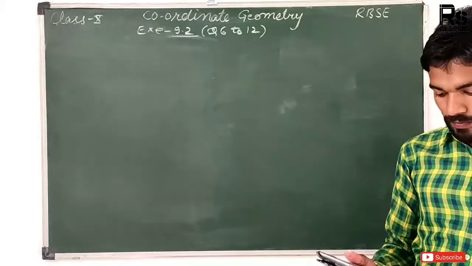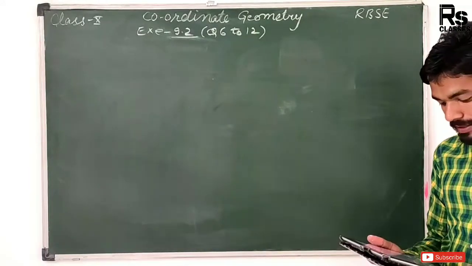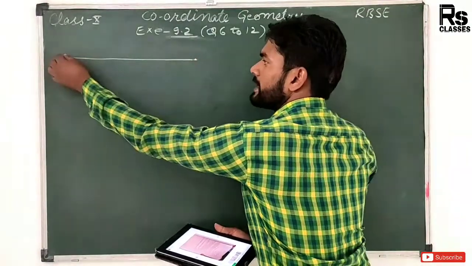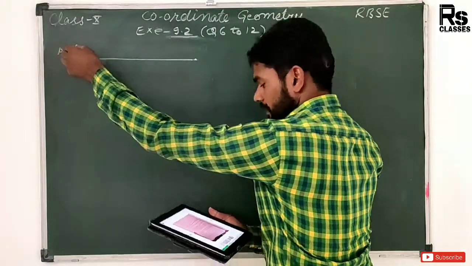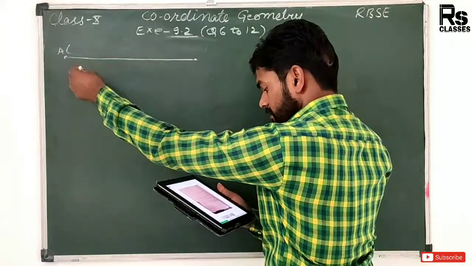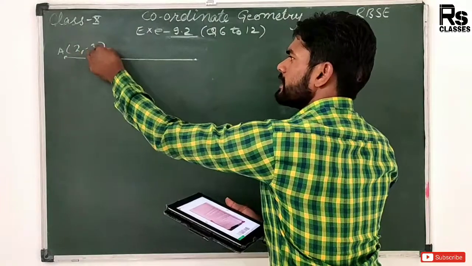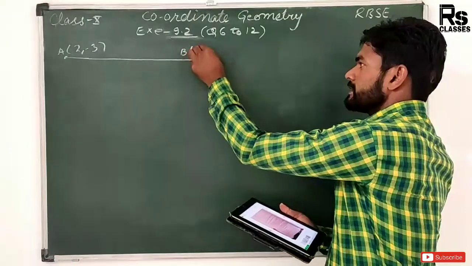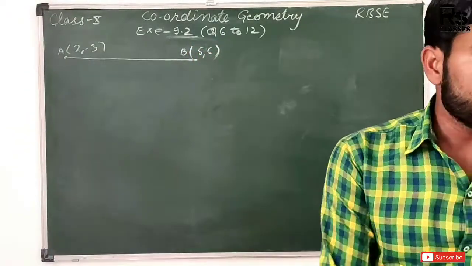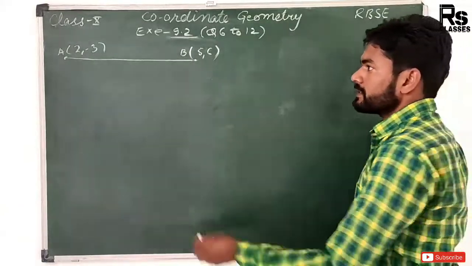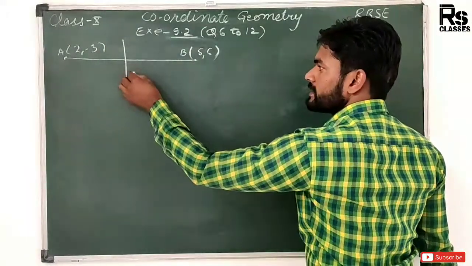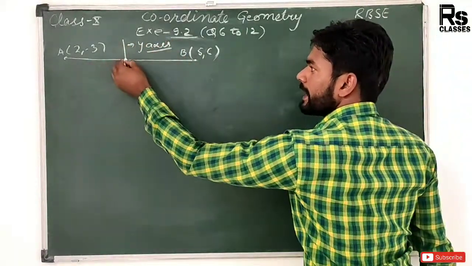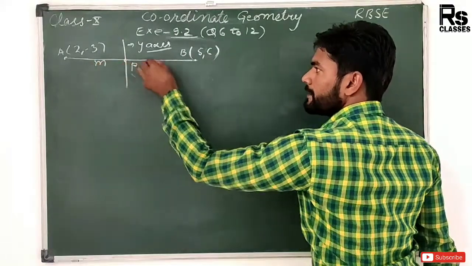the line segment which joins points 2, -3 and 5, 6. Assume a line segment AB is given, whose coordinates of point A are 2, -3 and the coordinates of point B are 5, 6. This line segment is divided by the y-axis. Assume this is the y-axis, dividing AB at point P in ratio m.